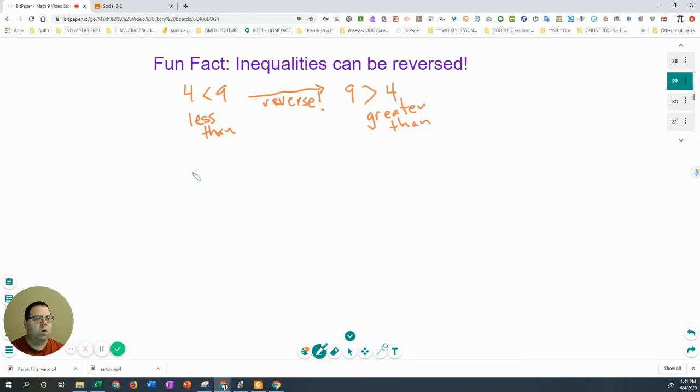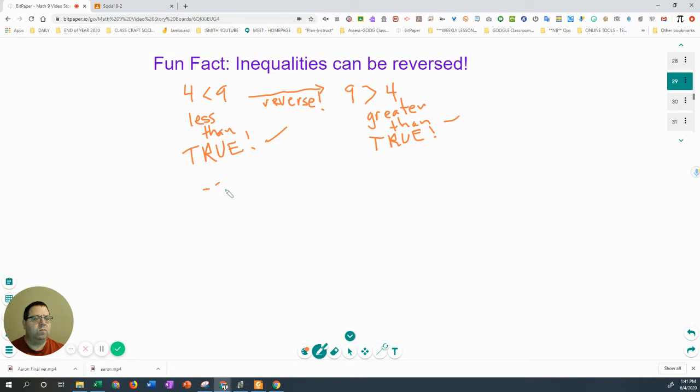Go back to Mathematics 101, guys. Is this true? 2 plus 1 equals 3. Is that true? Yes. So inequalities can be reversed. With numbers, you only get a choice of less than or greater than. Let's just do one more.